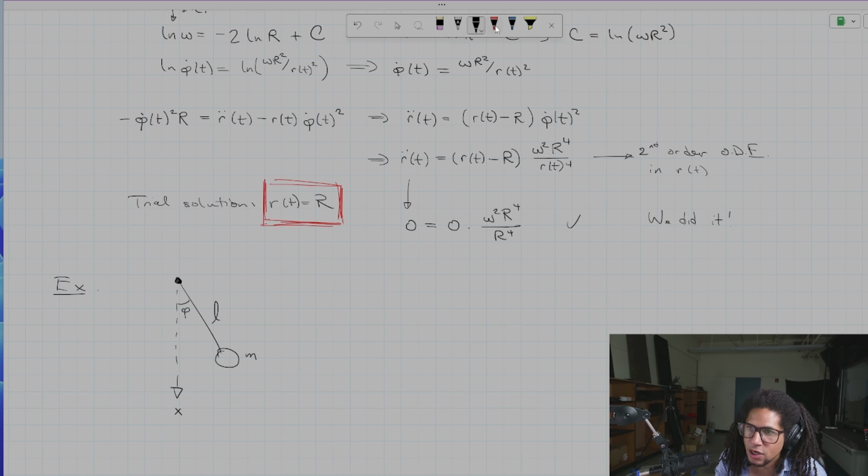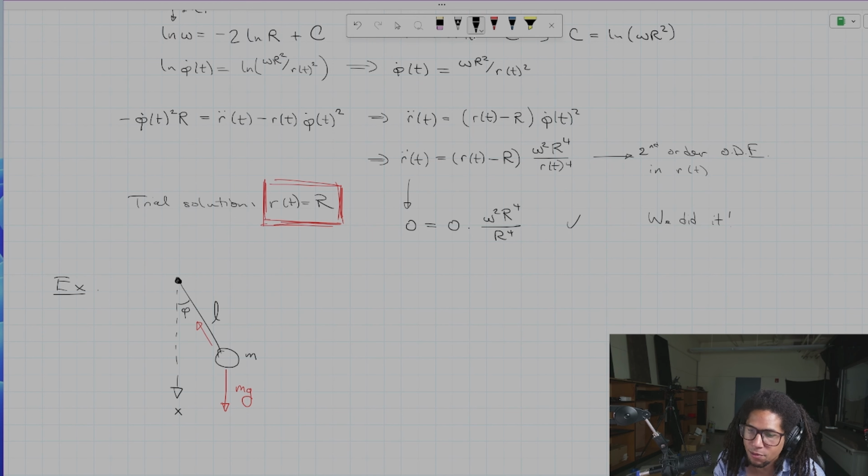Now let's do a classic free body diagram for this problem. We have the force of gravity, mg. We have the force of tension that goes in this direction. And those are going to combine to define the motion of this thing. Now tension is going to make sure that this doesn't move in the r direction. So the tension will be concocted to do that.